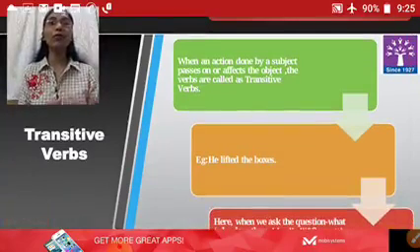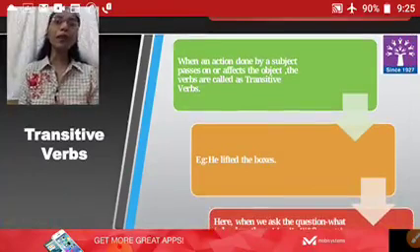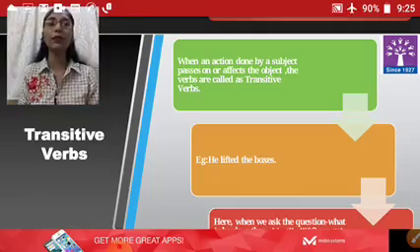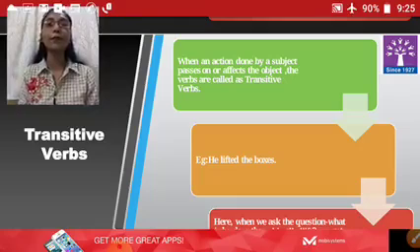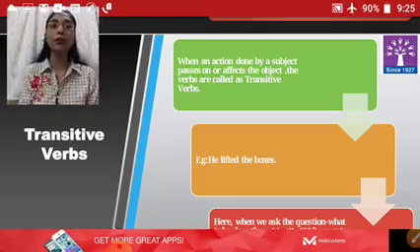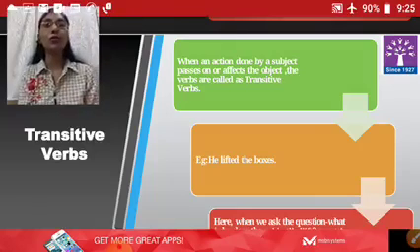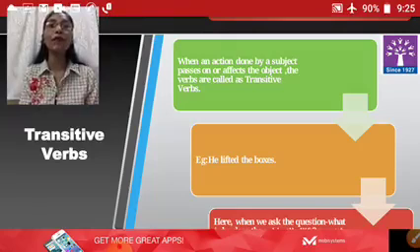Let's move ahead with transitive verbs. What are transitive verbs? When an action done by a subject passes on or affects the object, the verbs are called transitive verbs, right? When the action is done by the subject and it affects the object, the verb is called a transitive verb. A transitive verb will always have an object in the sentence.